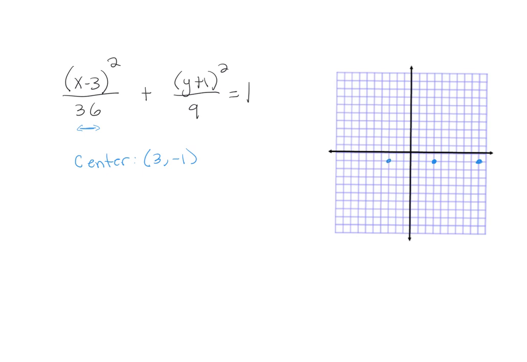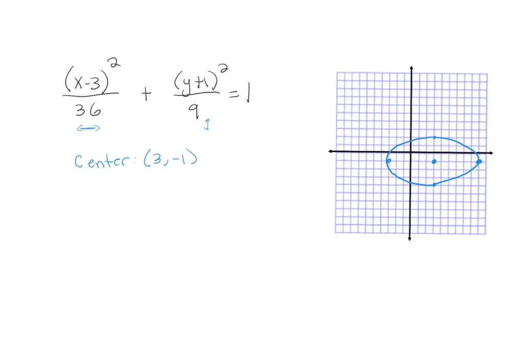And the number under y, so y's are up and down. So square root of 9 is 3. So from the center, up 3 and down 3. And then you can just sketch it to your best abilities.